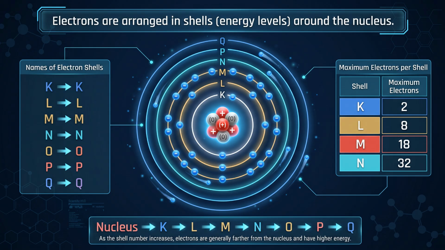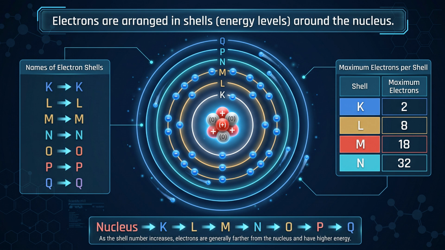As we move farther away from the nucleus, each shell becomes larger and has a higher energy than the previous one. The shell nearest to the nucleus has the lowest energy, while shells farther away have higher energy. This means that electrons in the K shell possess less energy than electrons in the L shell, and electrons in the L shell have less energy than those in the M shell. As the shell number increases, both the distance from the nucleus and the energy of the electrons increase. This is why the illustration shows the sequence: nucleus, K, L, M, N, O, P, Q.